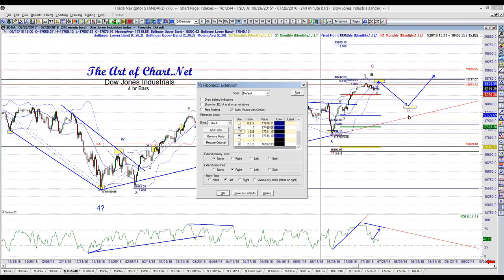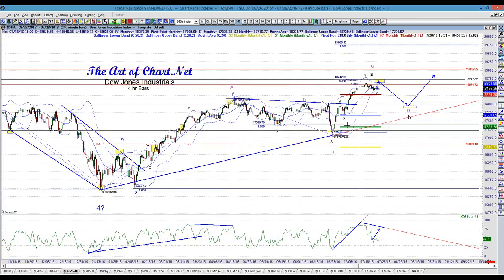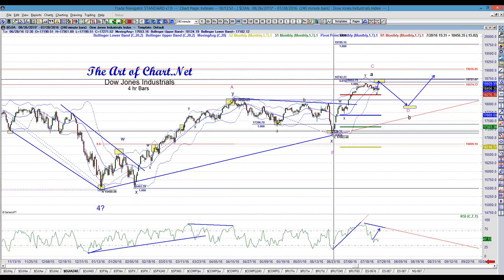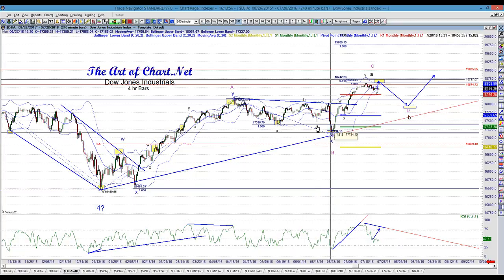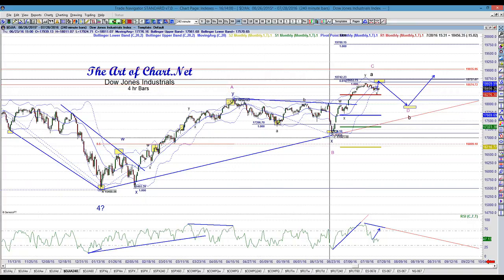Okay, let me just clean this up so we can see it clearly. So, you know, we have a 1.618 here in this structure, an A, B. There's your C wave, unmistakably a C wave. Look at the impulsive nature of it, right? And we also have an A, B, C down to a 100% fib, and they overlap.